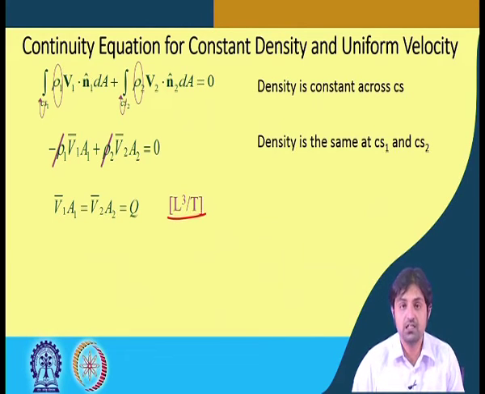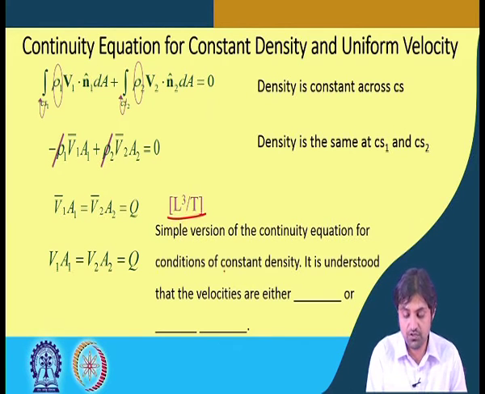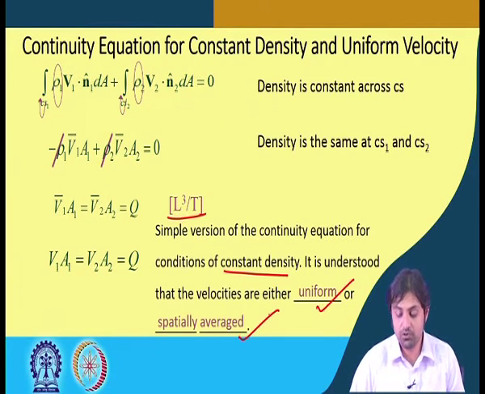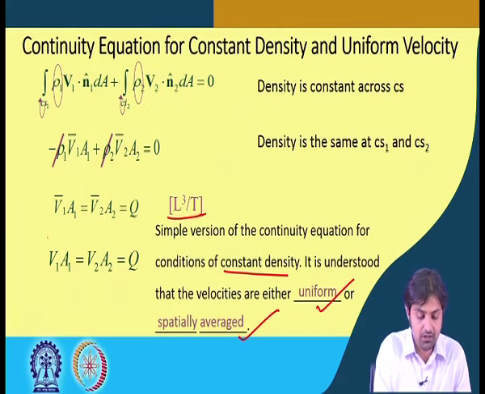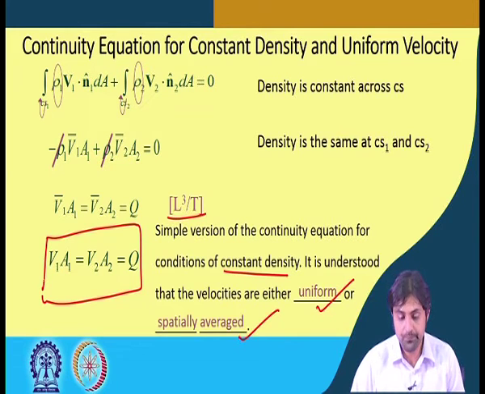So v1 A1 is equal to v2 A2 is equal to Q. This is the simple version of the continuity equation for conditions of constant density. It is understood that the velocities are either uniform or spatially averaged. In both cases, this is the equation of continuity. Okay.